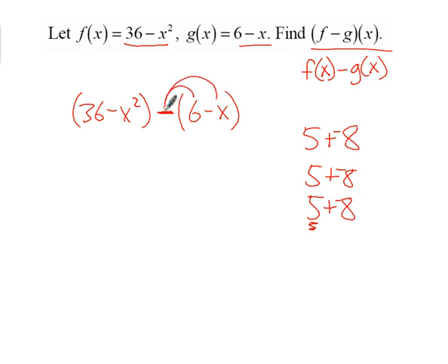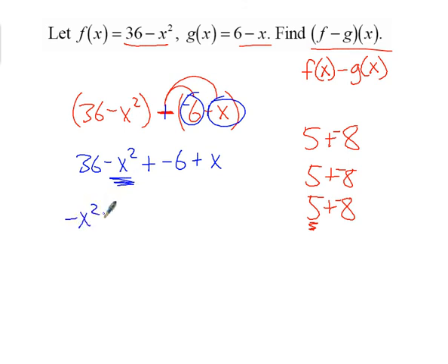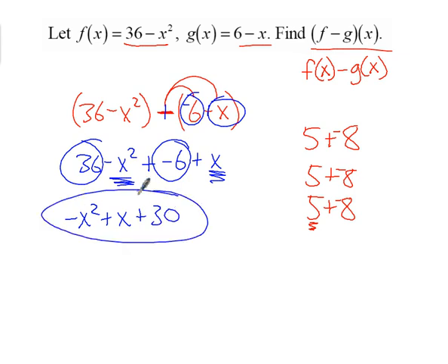Let me change my color here. Change it to addition, change the sign of both things inside there. So we've got 36 minus x squared. At this time it's addition, so now you can drop the parentheses. Plus negative 6 and plus x. So it changed the sign of both of those things, and now we can just combine like terms. Again, we've got negative x squared, highest power exponent first, plus x, and then we've got negative 6 and positive 36. That adds up to positive 30, and that's our solution.